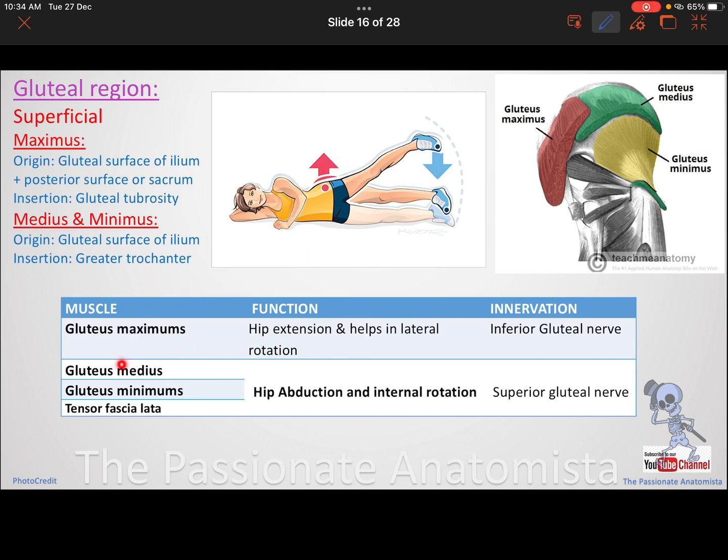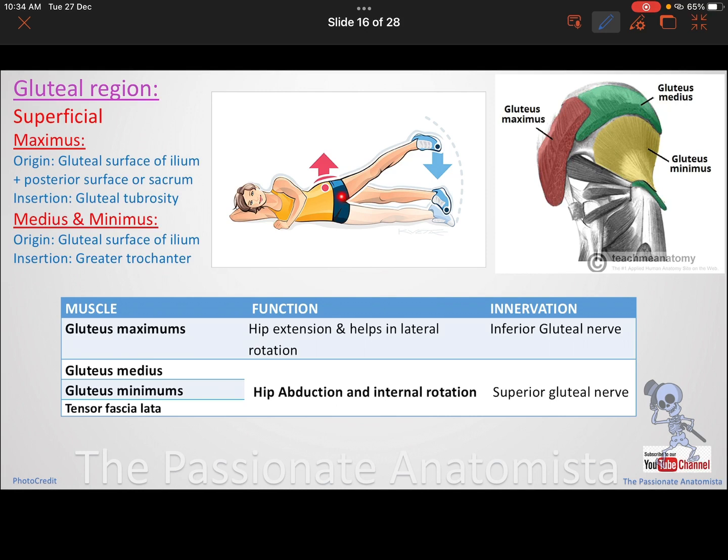So this picture is for the last three ones. Maximus, you don't need to remember it. Just hold it with your hand now and do hip extension. You will know that this muscle does hip extension and external rotation. It's different than the others. However, the others, you need to remember this picture. It helps you to do hip abduction and internal rotation.